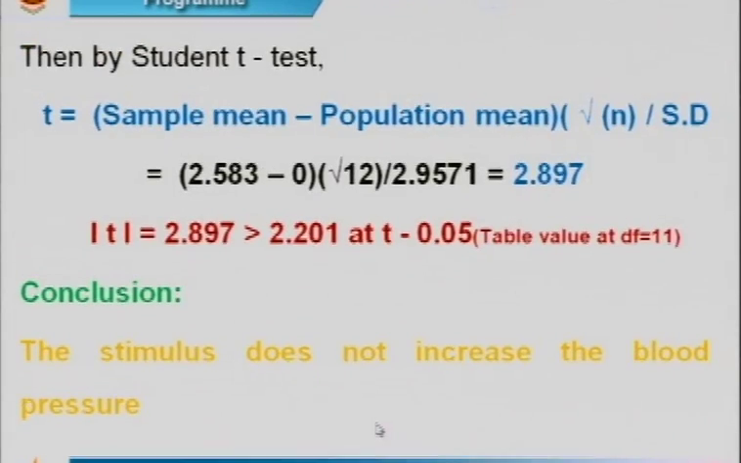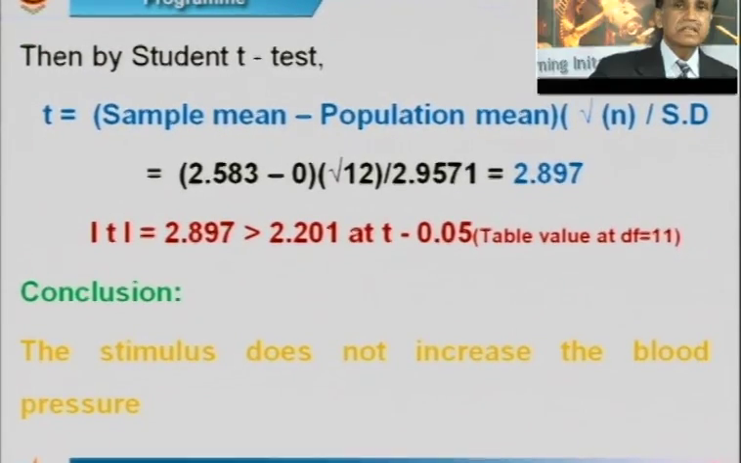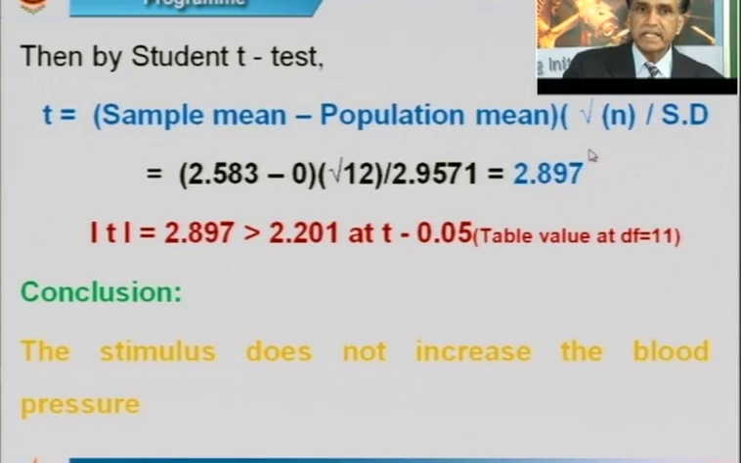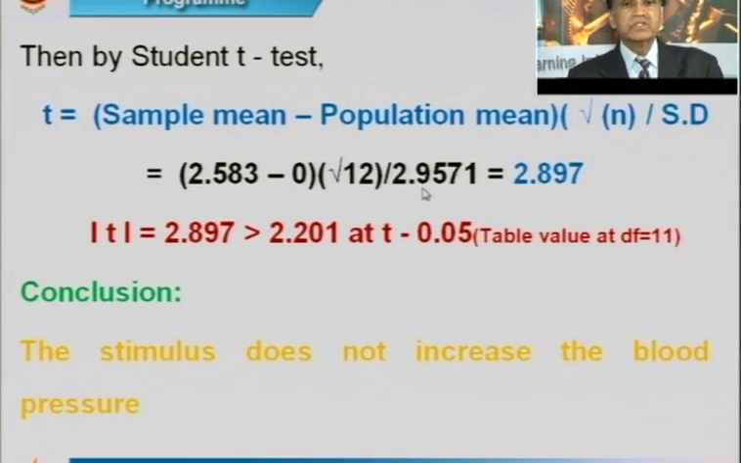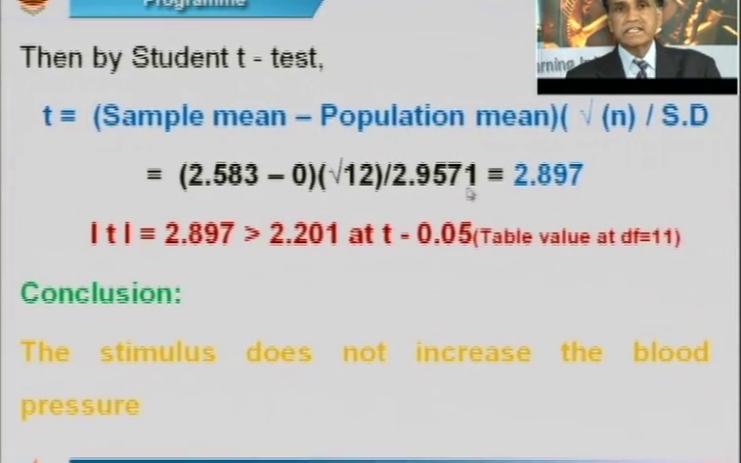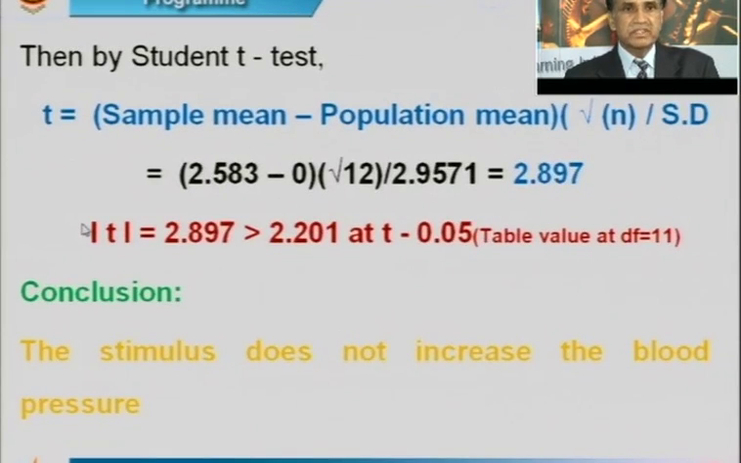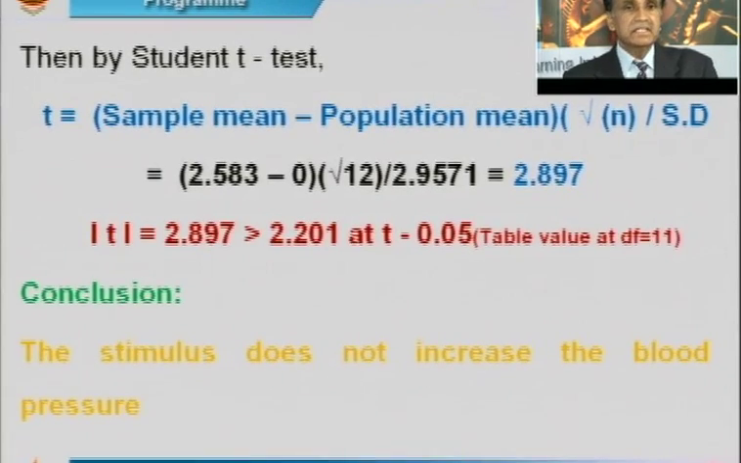Then the standard deviation you are going to consider not by the shortcut method but the direct method, then it comes out to be 2.9571. Then what is the t-test equation that you are going to consider? t is equal to, once again, x bar minus mu, divided by standard deviation, and the whole thing multiplied by square root of n. When you substitute these values in the equation, you will get modulus of t, the absolute value, as 2.897.